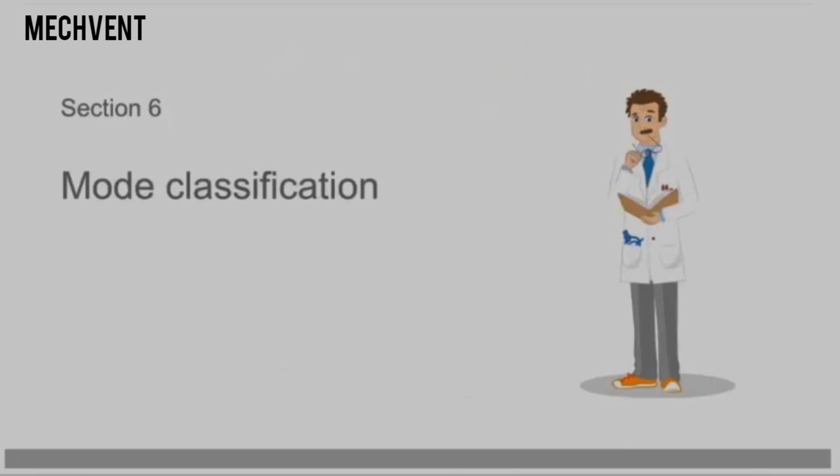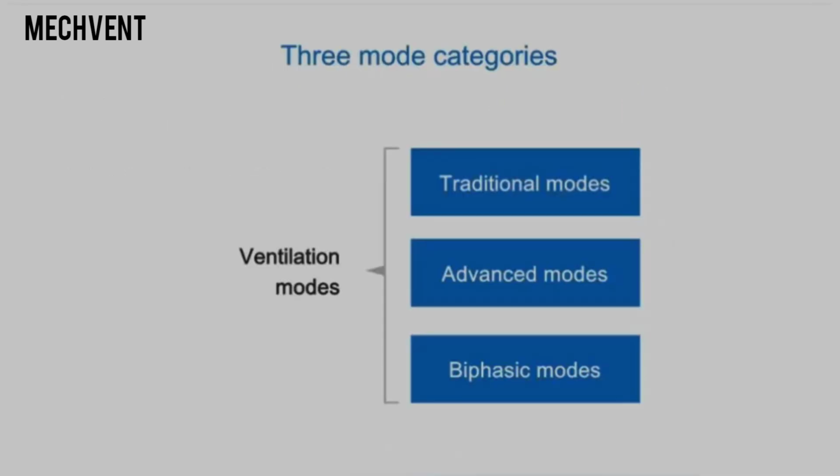Mode classification. All IPPV modes can be roughly split into three categories: traditional modes, advanced modes, biphasic modes. We will explain traditional and advanced modes in this section, and describe biphasic modes later.